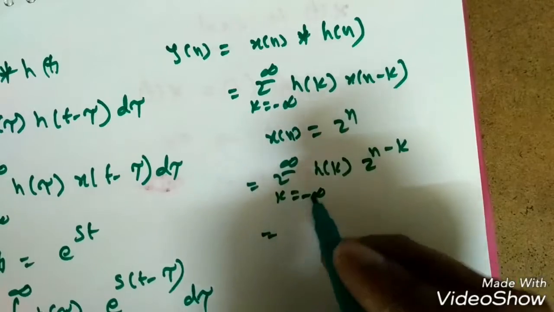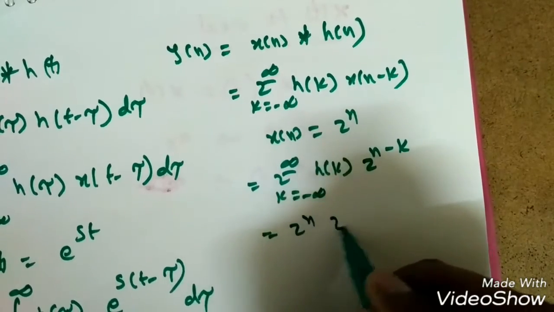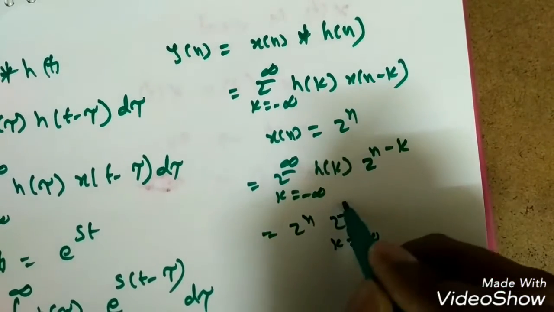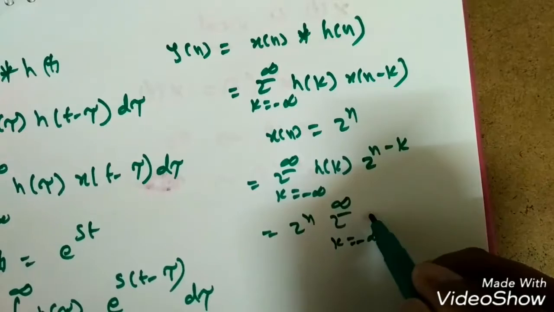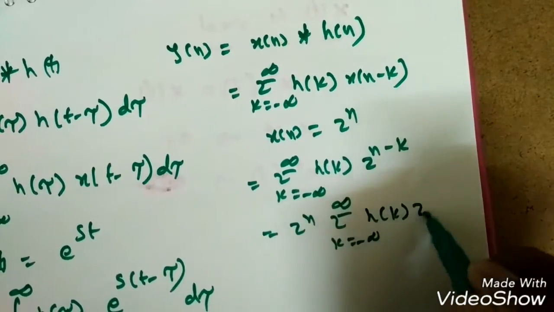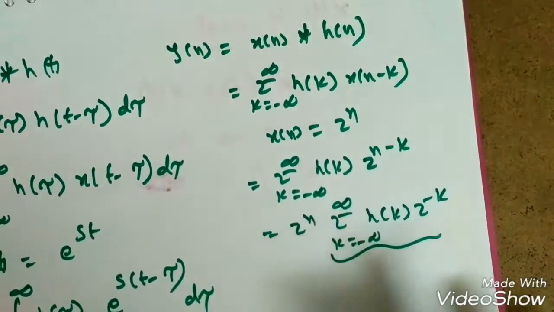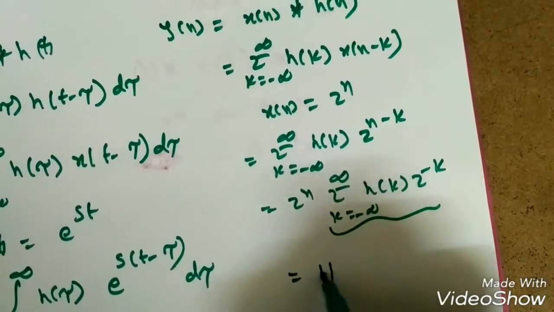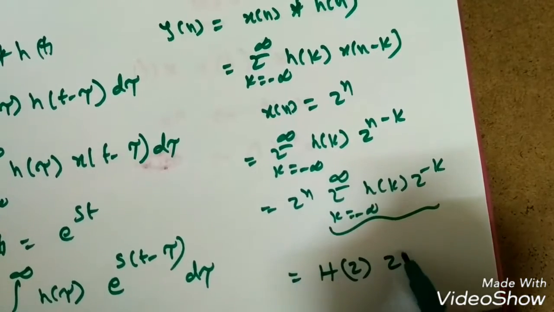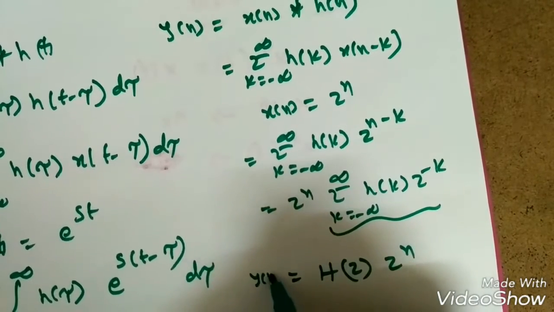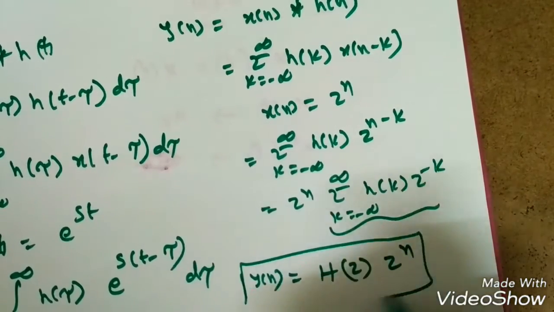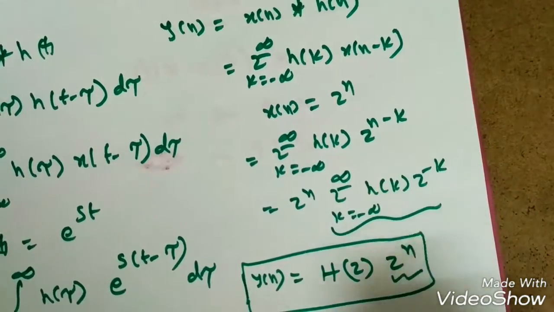Summation is in terms of k. So z power n is common, so it will become the summation from k equal to minus infinity to infinity of h of k z power minus k. Again, I can replace this with h of z into z power n. So this is the output response in discrete time for a complex exponential z power n.